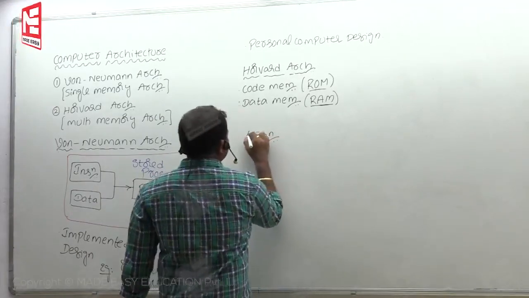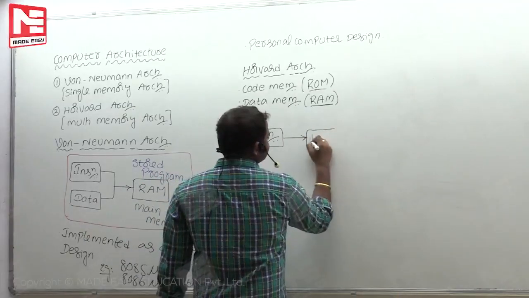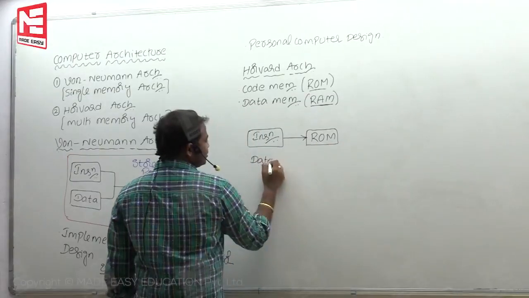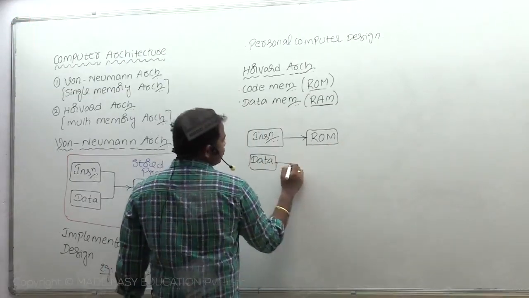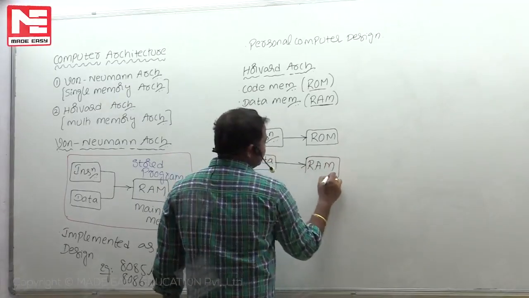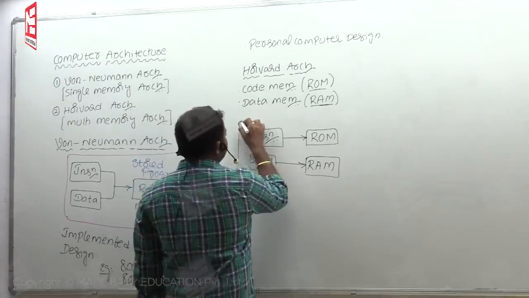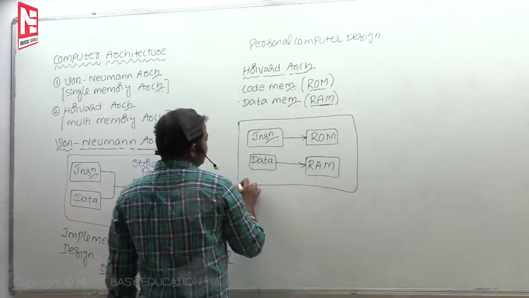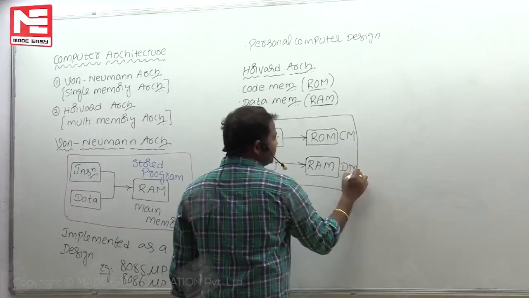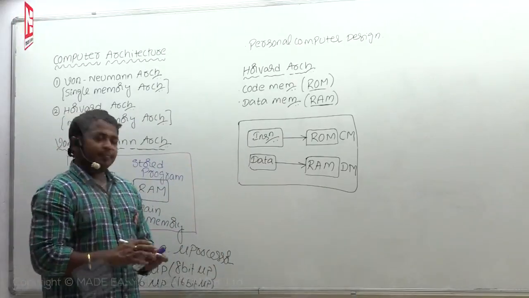So in the Harvard architecture, instructions are present in the ROM and data is present in the RAM. Instructions are present in the ROM. These are two different memories. So the ROM is called the code memory, CM, and this is called the data memory, DM. So the CPU always executes the predefined program in the ROM, right?